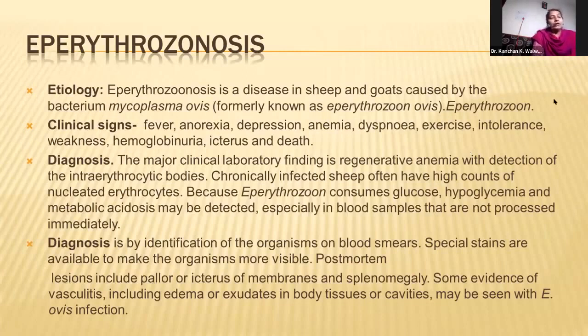So definitely for confirmative diagnosis, you have to collect the blood sample, prepare a blood smear, and go for staining and observing the parasite in the blood smear. You will find the organism in the erythrocyte, that is, an intra-erythrocytic parasite you can find, and you can also go for post-mortem lesions because this organism consumes a lot of glucose and there is lysis of the RBCs.